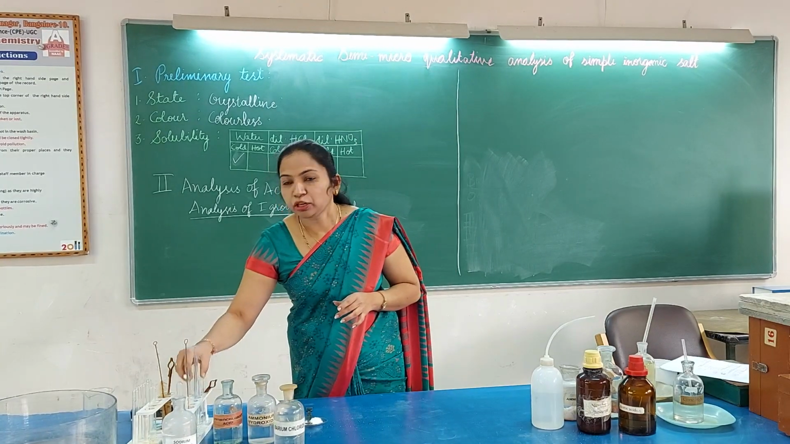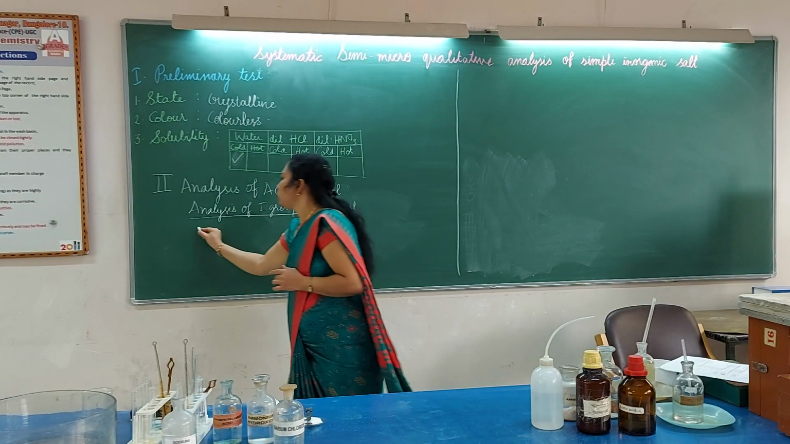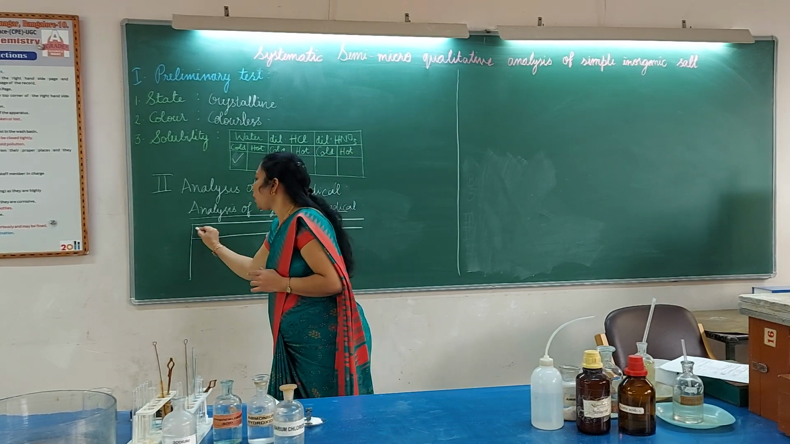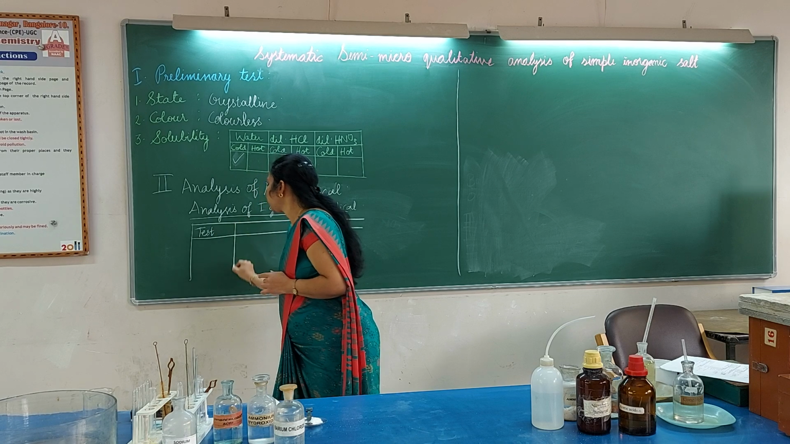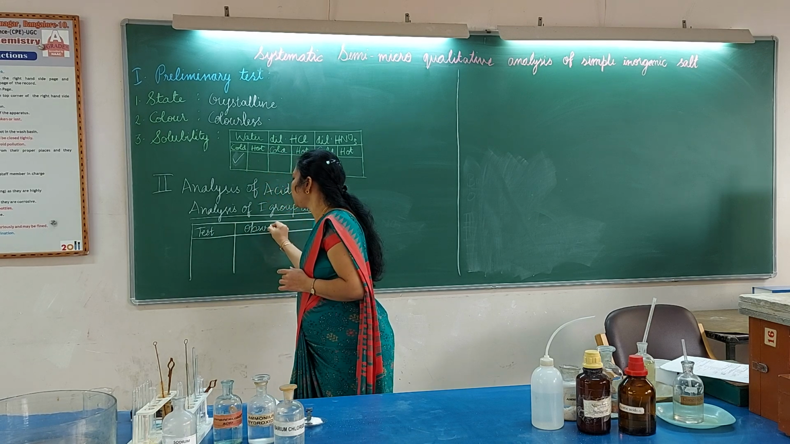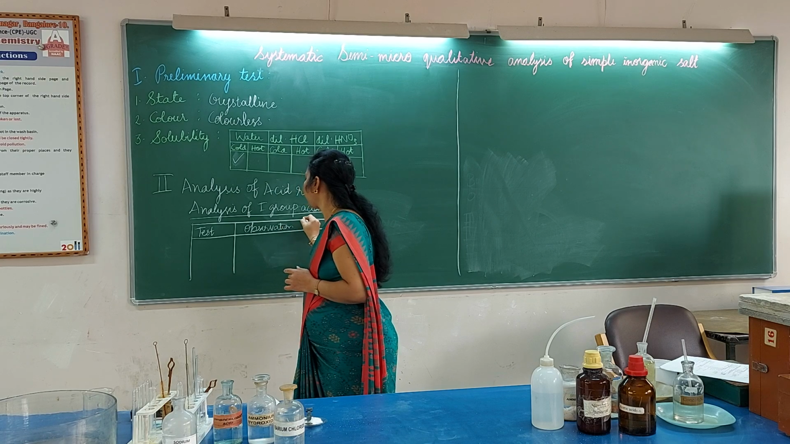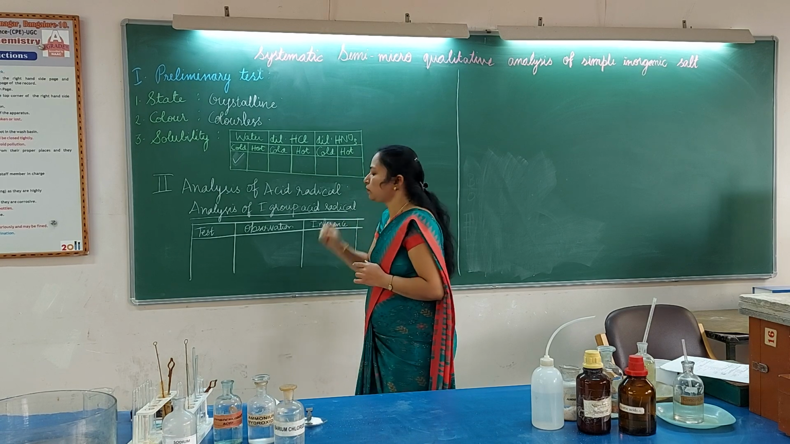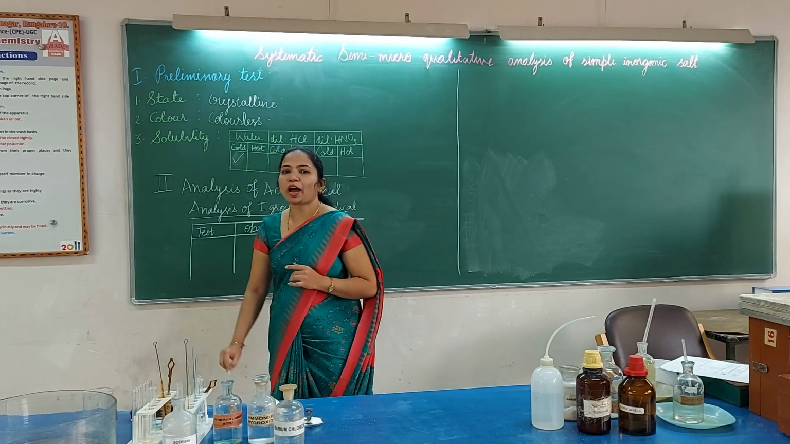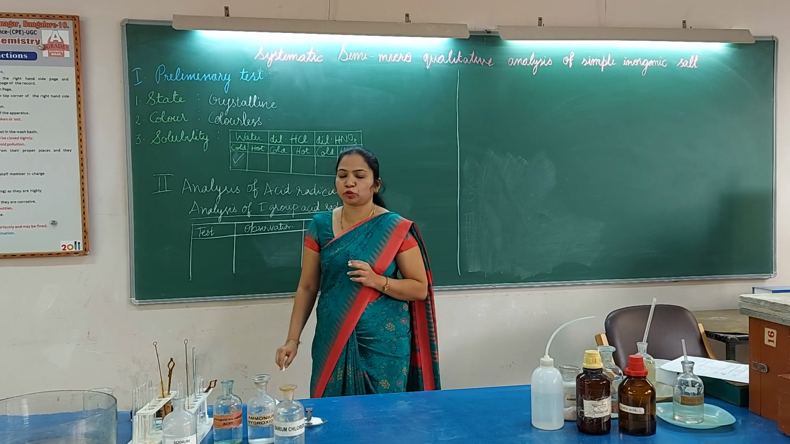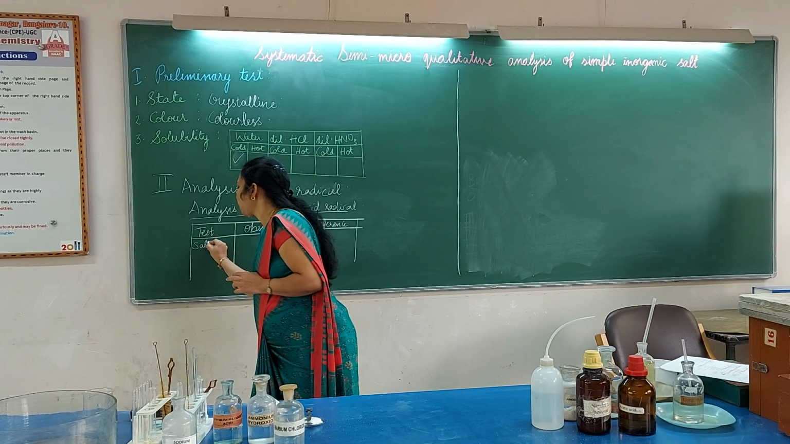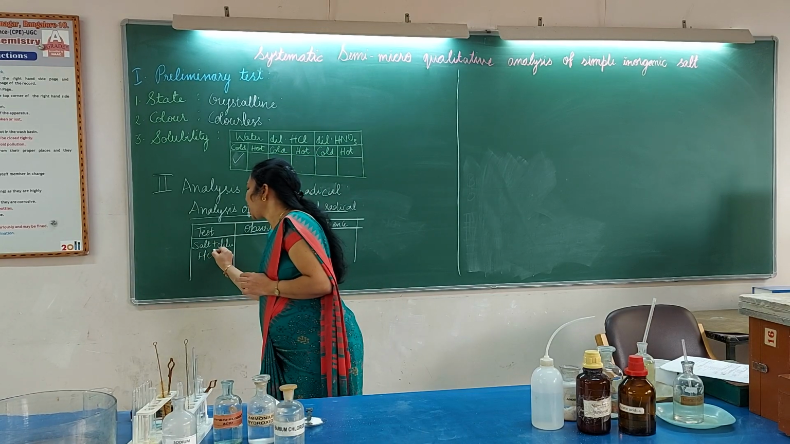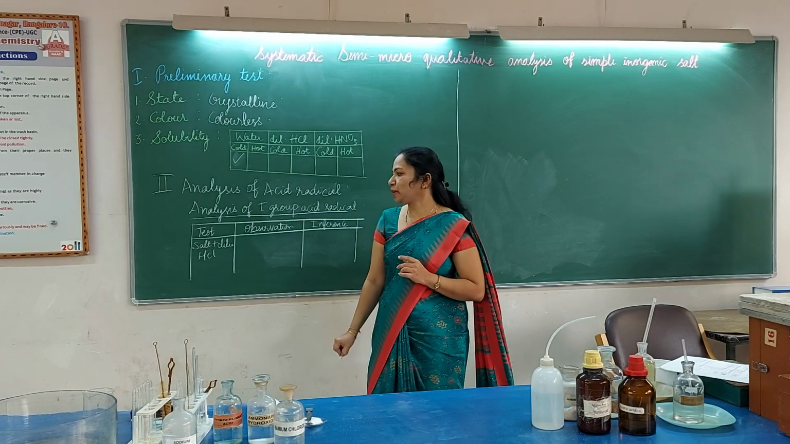So here you have to draw 3 columns. One is the test, another one is the observation, and next is inference. In the test column you have to write what all you have added to the test tube. So that is salt plus dilute HCl. Salt plus dilute HCl.